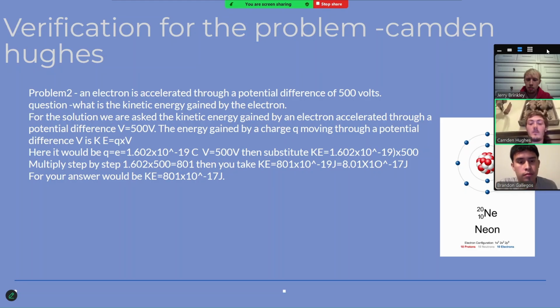500 volts. Then substitute: KE equals 1.602 times 10 to the negative 19th power times 500. Then you multiply that and get 801. Then you would take the KE, 801 times 10 to the negative 19th power, and you get your other equation. And for your final answer, it'd be KE equals 801 times 10 to the negative 17th.